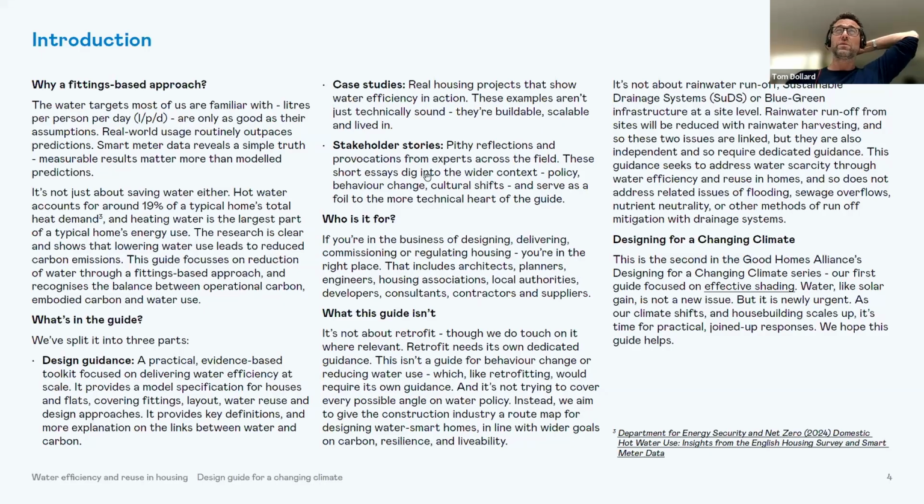I'm not going to touch on the stakeholder stories so much. They're there really to look at some insights into behavioural change and cultural shifts, and more forward-thinking, future-thinking.